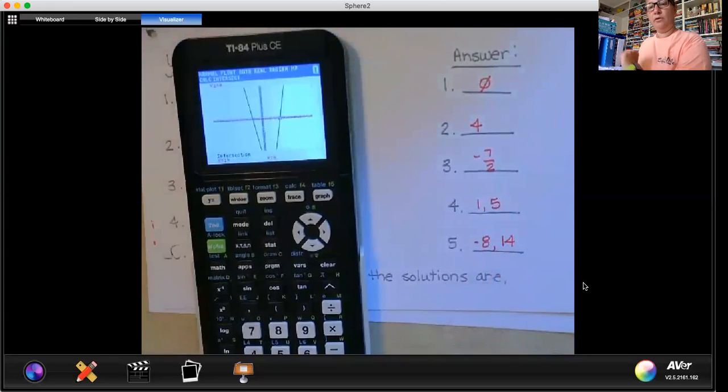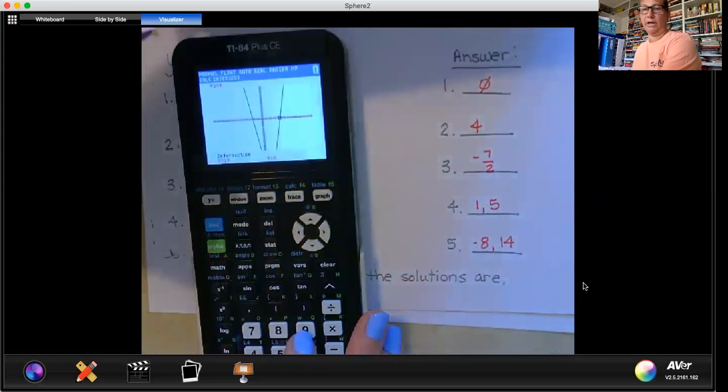All right, for number 4, you should have gotten 1 and 5. For number 5, you should have gotten negative 8 and 14. That's one where you had to zoom out to find your other piece. Second, trace 5, enter, enter, enter.